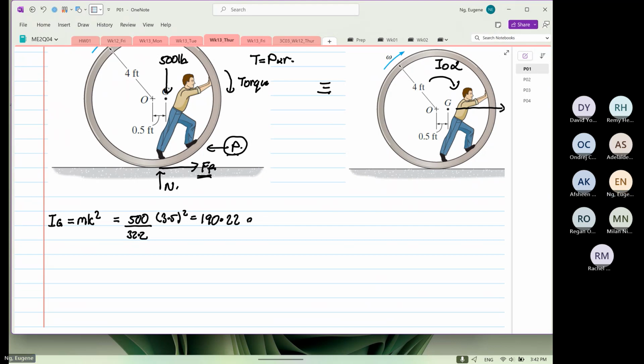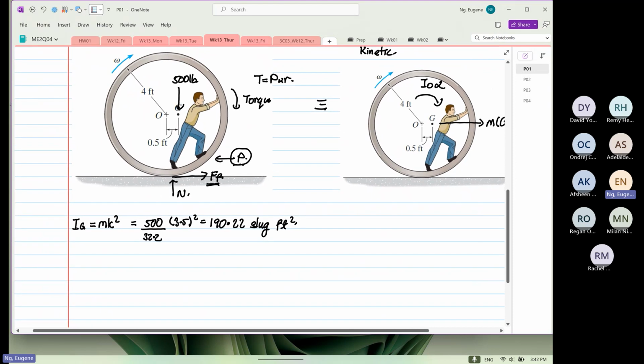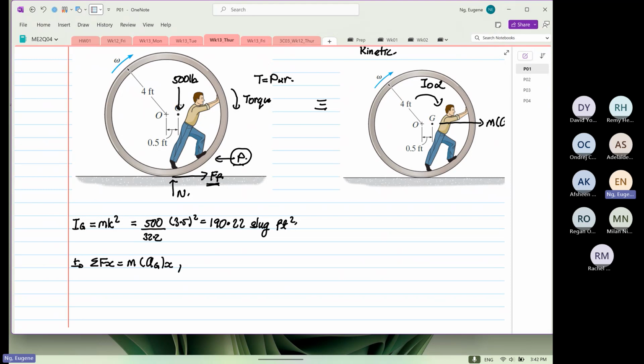So this is equal to 190.22 slug feet squared. So the next obvious thing to do is we're going to do summation of forces in the x direction. Summation of forces in the x direction and y direction is really, really straightforward. I think you guys see me doing this so many times and say, Eugene, yeah, we know. So we know that this will be equal to Ff, the friction force, is equal to M, so the mass.